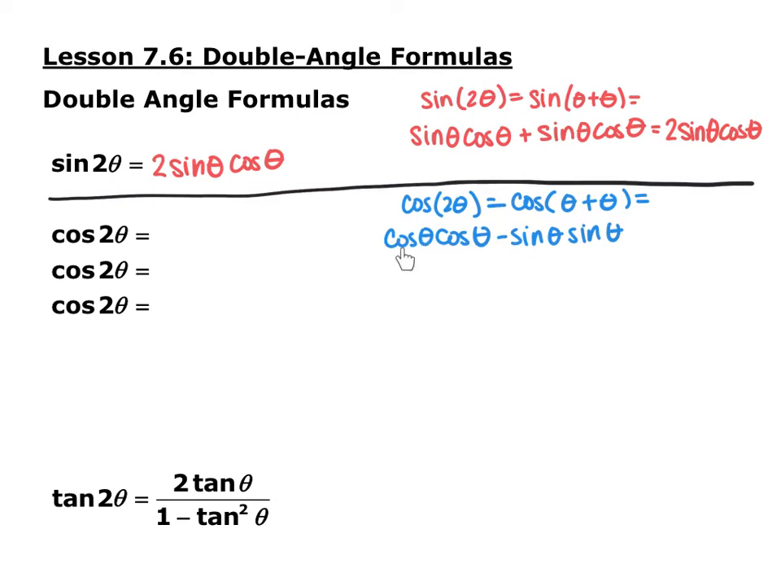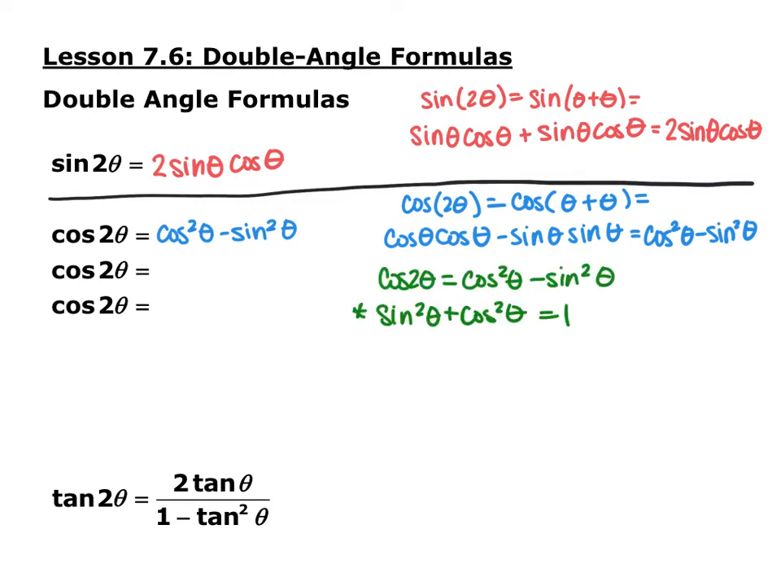So you end up with cosine of theta times cosine of theta minus sine of theta times sine of theta. And when you combine like terms, that becomes cosine squared theta minus sine squared theta. So the double angle formula for cosine of 2 theta is cosine squared theta, the original theta before you multiplied it by 2, minus sine squared theta. What you'll notice is I have 2 other cosine 2 thetas here, because you can actually manipulate this and come up with 2 other versions of this formula using the Pythagorean identity.